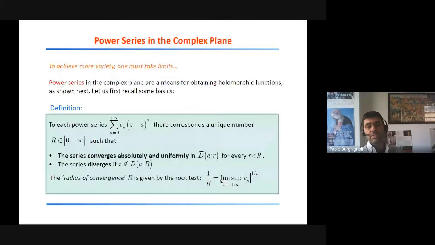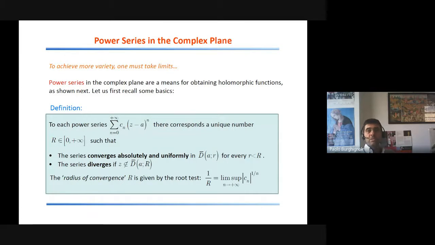Now, these are very elementary examples, polynomials and rational functions, but it's possible to obtain much more variety. And the basic idea to obtain this variety is to use power series, which is the generalization of polynomials to infinite orders of monomials. Okay. First of all, let us recall some basic properties about power series.